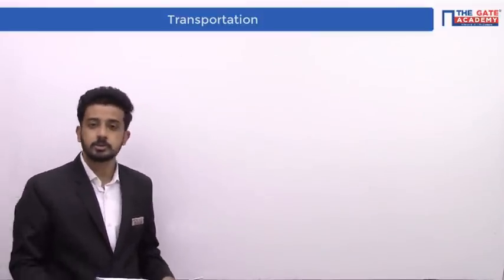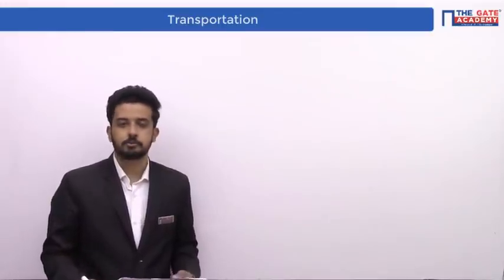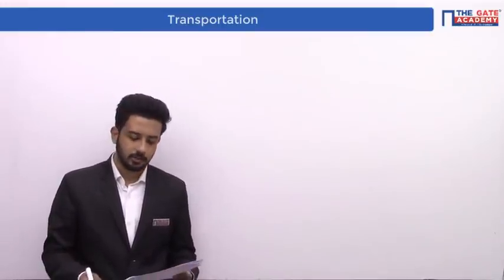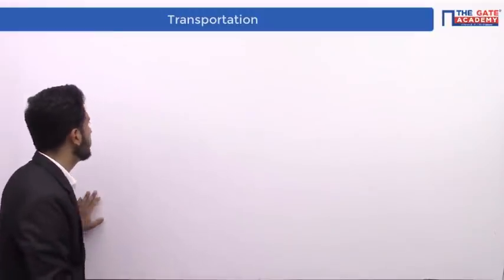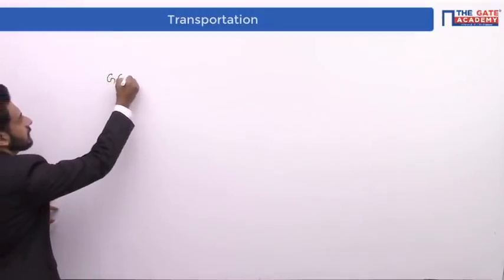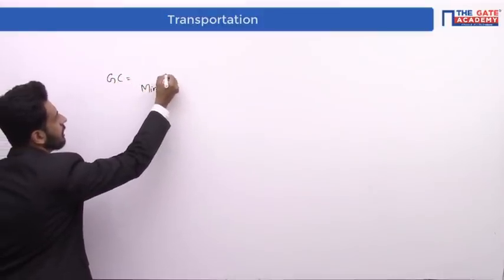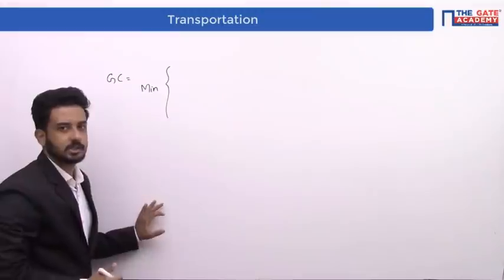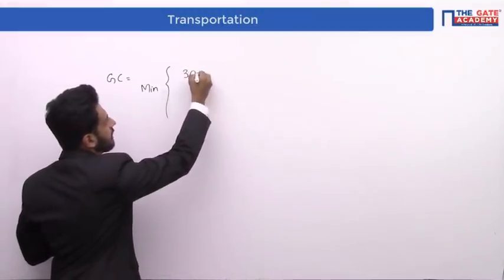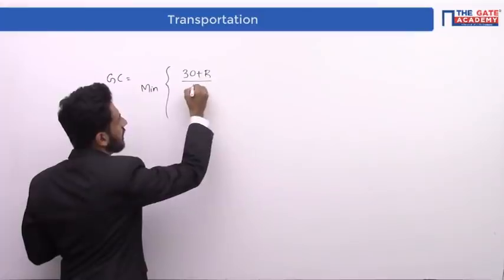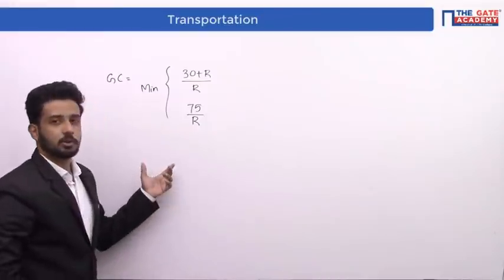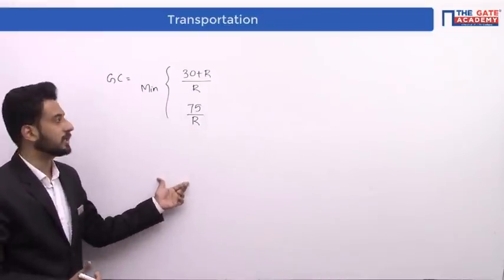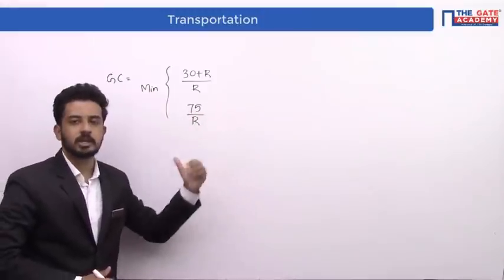Fine. So in order to solve this question, first of all, we have to know what is the equation to find out the grade compensation, correct? So what is the equation for grade compensation? We know grade compensation is equal to the minimum of 2 values, correct? (30 + R) divided by R and 75 divided by R. So we know this is the equation for grade compensation. We have to select whichever is minimum.